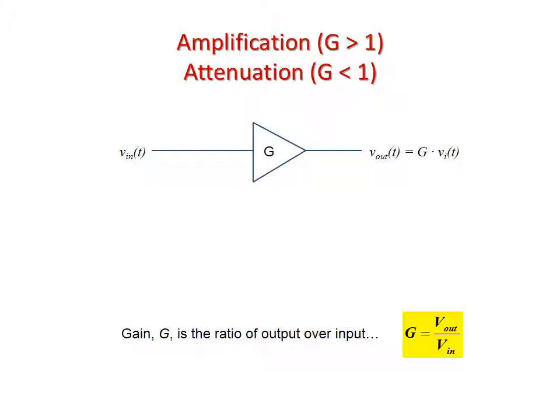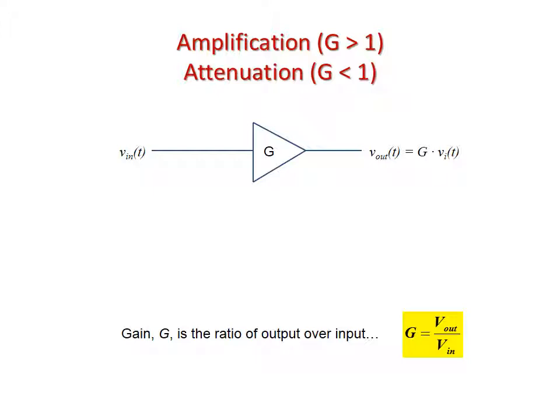Again, amplifying means to make bigger, so your gain is bigger than 1, and attenuate means to capture some of that signal, to weaken it, and that's why our gain is less than 1. If you look at a simple resistor and voltage source circuit, the gain is going to be less than 1 because you're going to attenuate some of that through the resistor. The resistor is going to get hot and lose some of that energy.